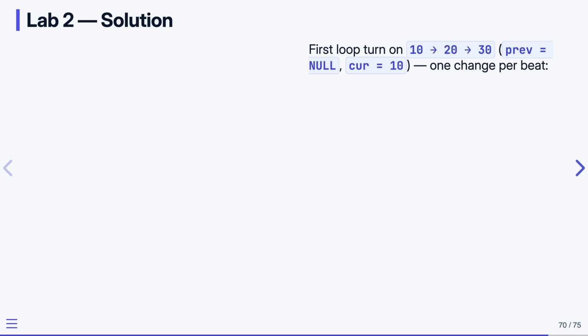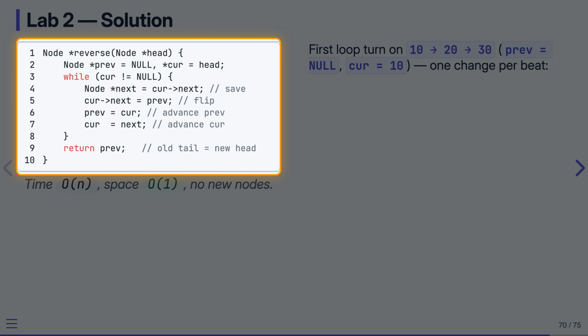Let's look at one solution for reversing a list. Try your own version first, then compare. Here is the code. Prev starts at null and cur starts at the head. Inside the loop we do 4 things in order. Save the successor, flip this link backward, advance prev, and advance cur. When the loop ends, prev holds the old tail, which is the new head.